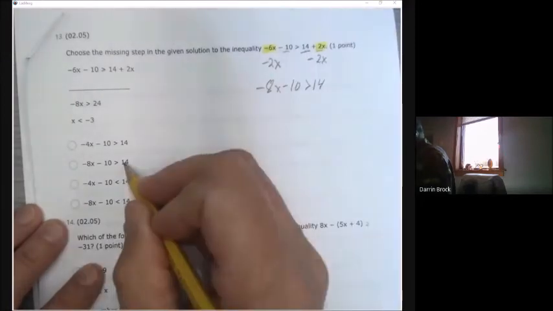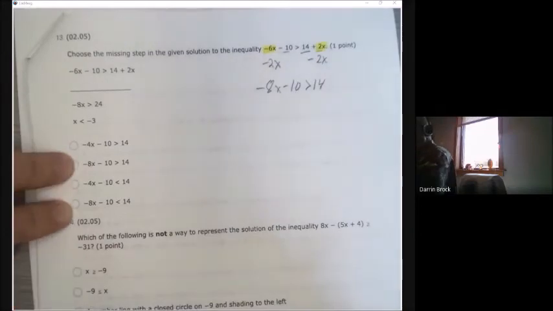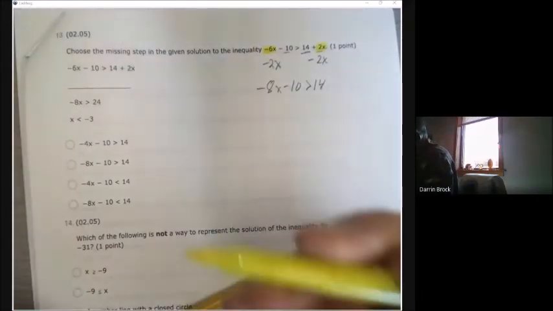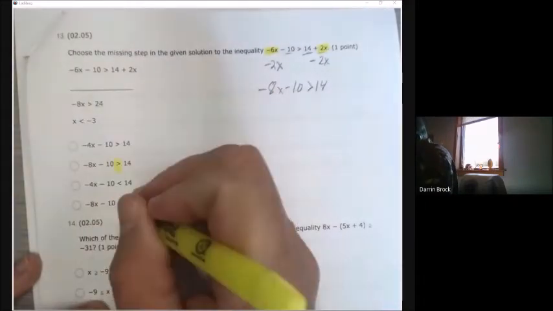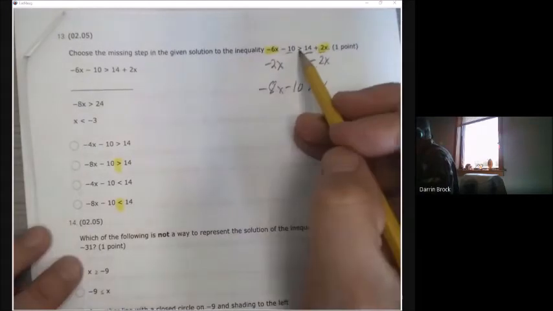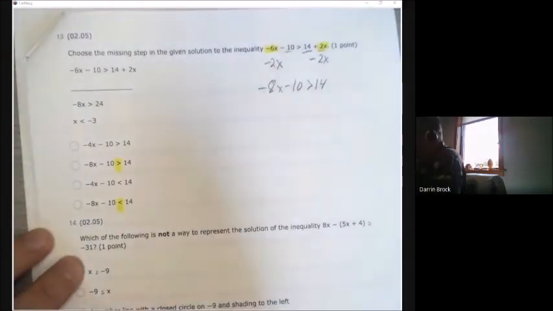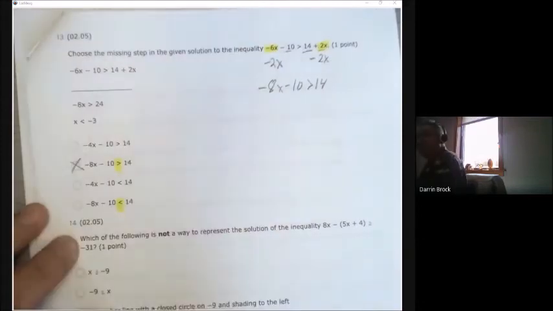Which one of those is that equal? We got 2 of them that have negative 8x minus 10. The key is look what's different. We have to make sure we're choosing the correct one. Since all we did is subtract, it's still a greater than. So this is our answer.